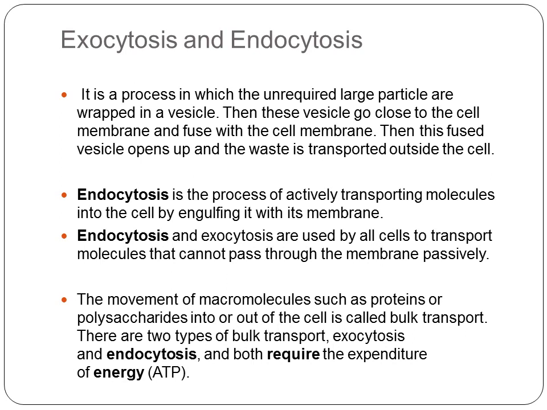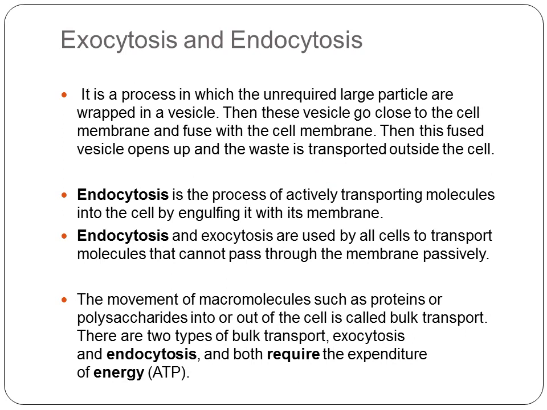So let us start exocytosis and endocytosis. What is the definition? It is the process in which the unrequired large particles are wrapped in a vesicle, and these vesicles go close to the cell membrane. They fuse to the cell membrane. Then this fused vesicle opens up and the waste is transported outside the cell.